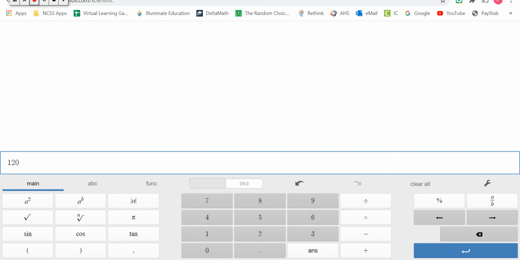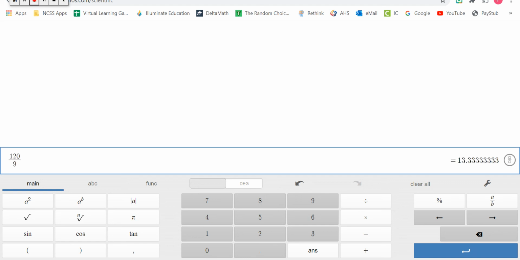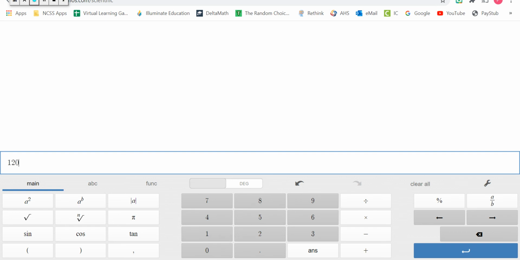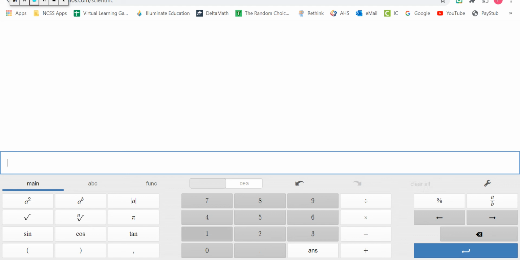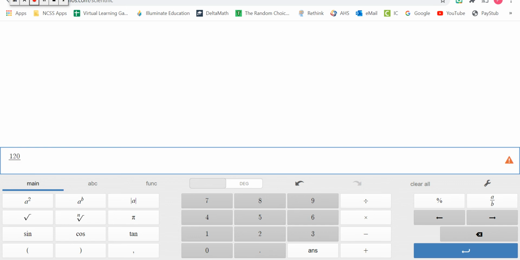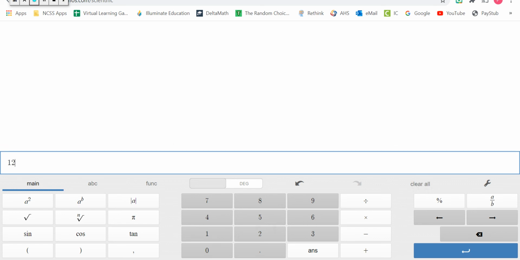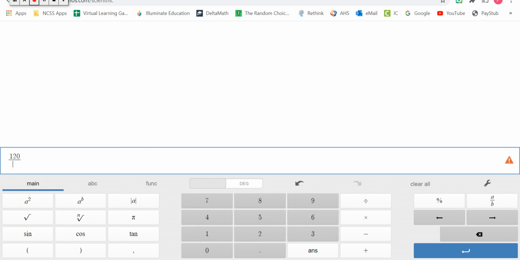120. What if I did 9? So 9's not working. Okay, let's do 120 divided by 6. So we get 20 and 6, but 20 minus 6 isn't negative 7. Okay, so what if I did 120 divided by, let's see, it won't do 25. Will it do 10, 12? Let's try 13. All right, so you see how we're trying to think, or if you're working with me, you're trying to think about it too.